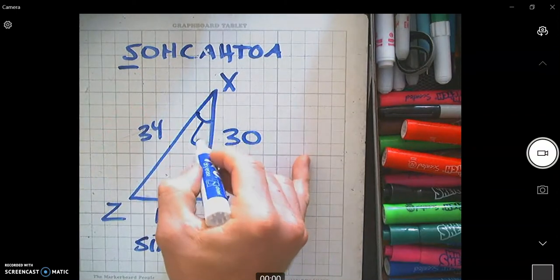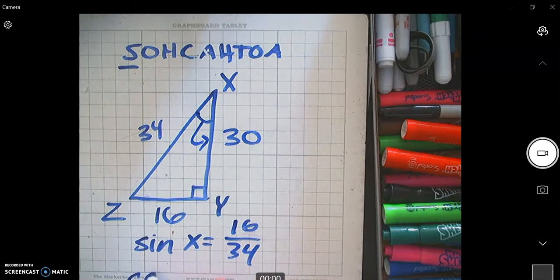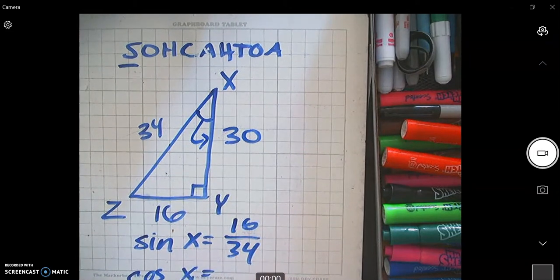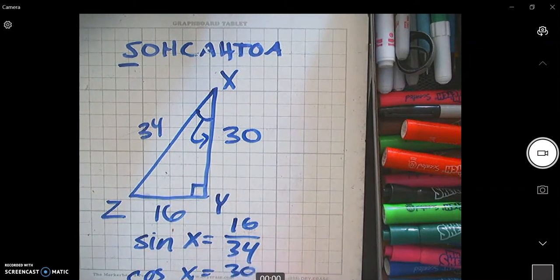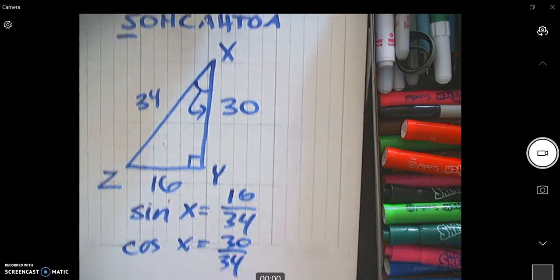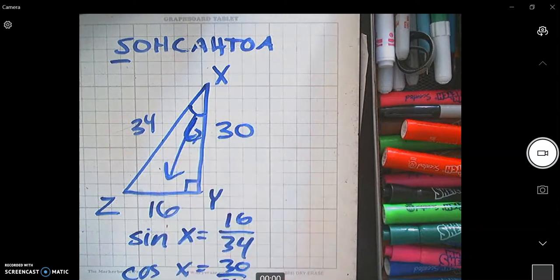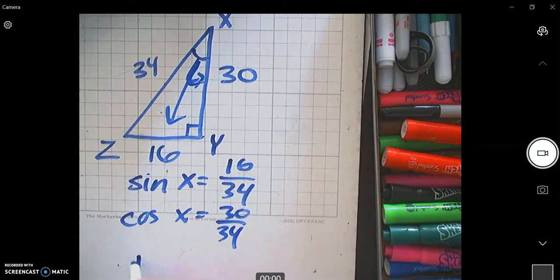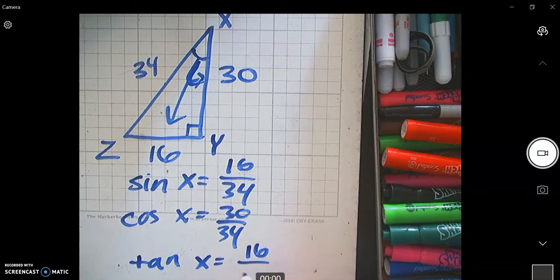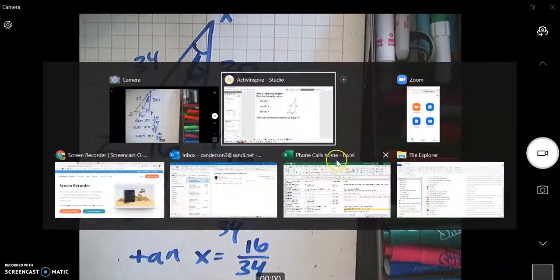Cosine is adjacent over hypotenuse. So cosine of x is equal to 30 over 34. And finally, tangent, remember, is opposite, so it's this one, over adjacent. So we're going to have tan x is equal to, opposite is 16, adjacent is 30. Okay, so those are the ratios.